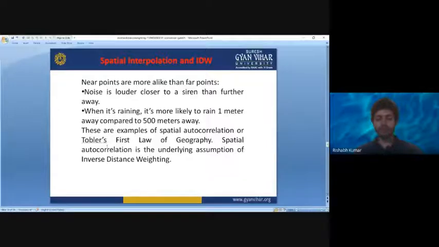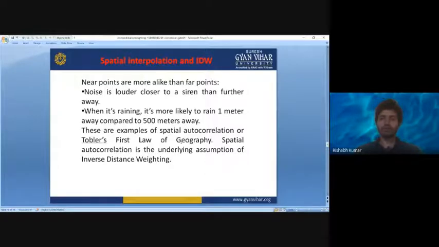These are examples of spatial autocorrelation, or Tobler's first law of geography: certain phenomena are spatially or geographically correlated. The more distant two points are, the less likely they will be close to each other or have closer values.